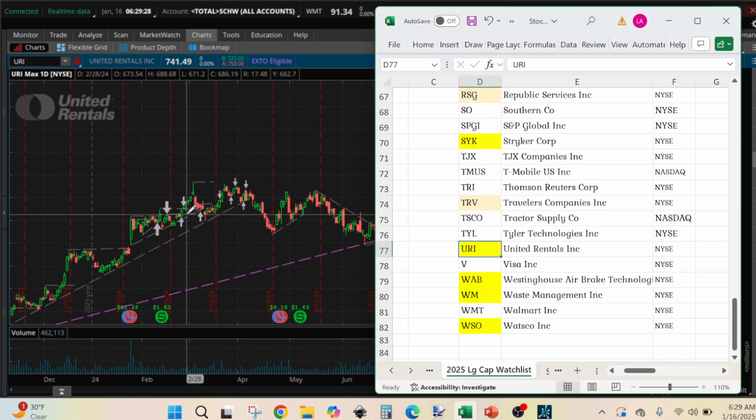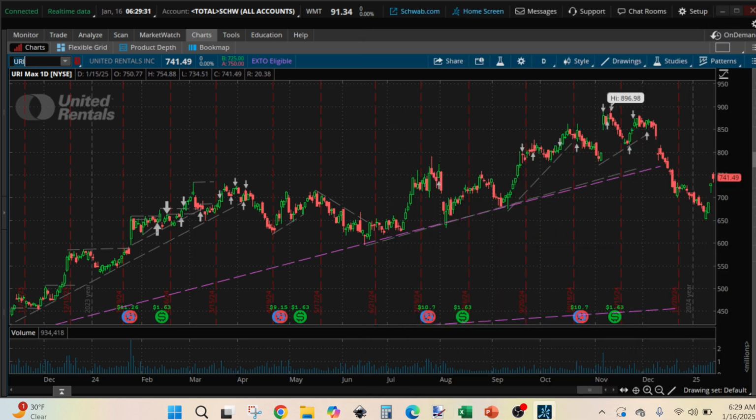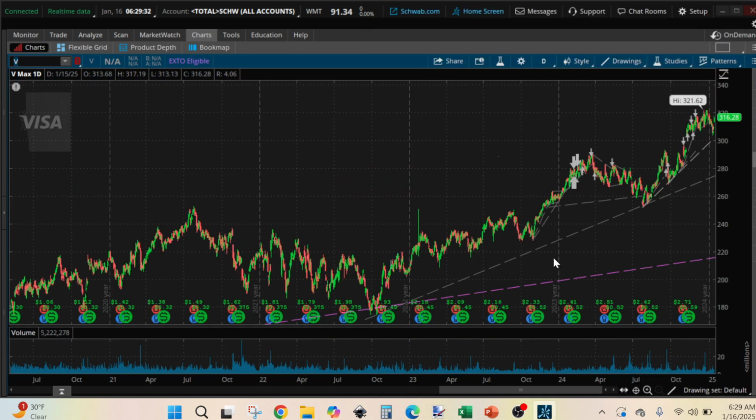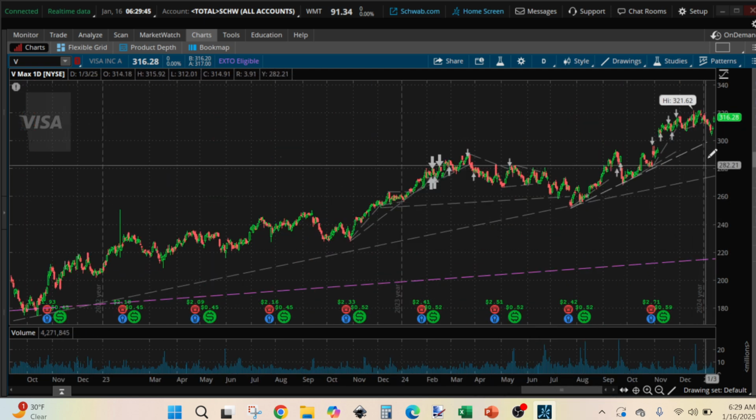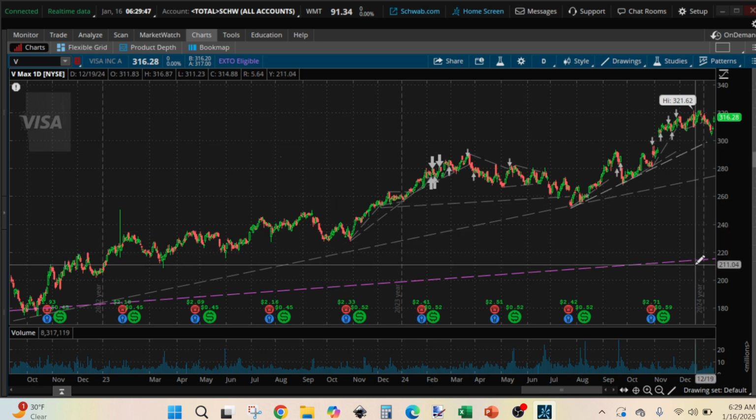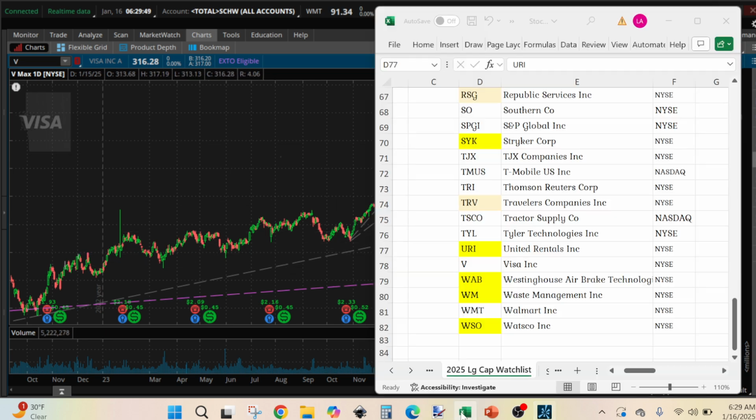The next one is V. V is far from the trend line we like to buy at. It's still going up. It's not going down yet. So it seems to be following this trend line. Where we like to buy is far below.